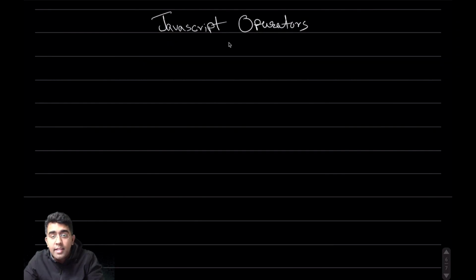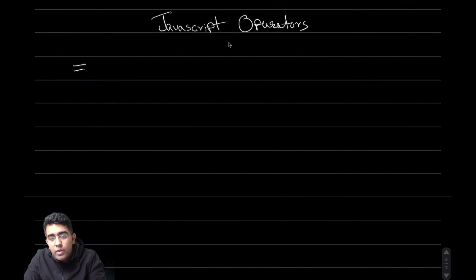Welcome back everybody. In this video, we are going to talk about JavaScript operators. We'll take a look at the theory first, and then we'll take a look at the practical demo of the operators as well. So what is an operator? An operator is a character that does some operations. We have seen one operator already, which was this operator.